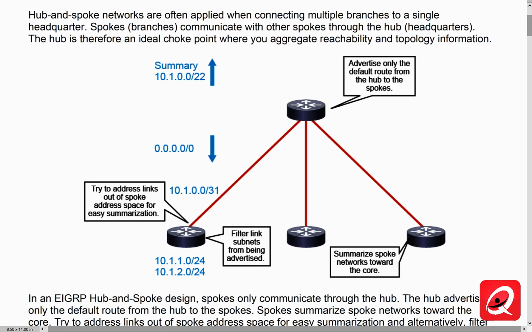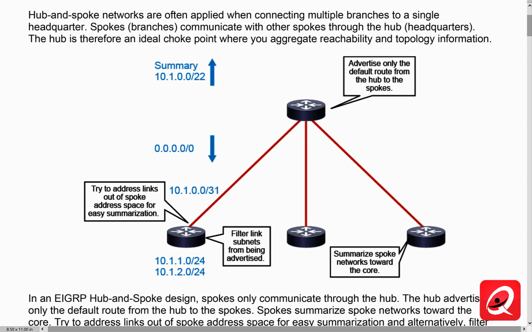Now, when we talk about things like DMVPN, Dynamic Multipoint VPN, Phase 3, for example, or Phase 2 for that matter, spoke-to-spoke communication is possible, not physically, but logically speaking. That's not what we're really talking about in this particular case. In this case, we are talking about literally a hub and spoke physical architecture.